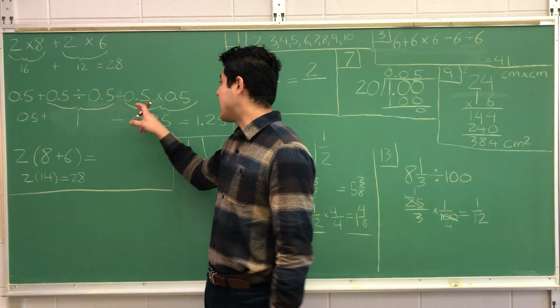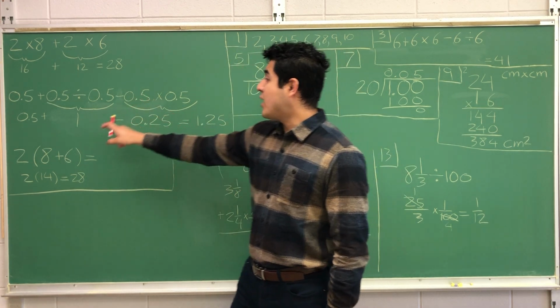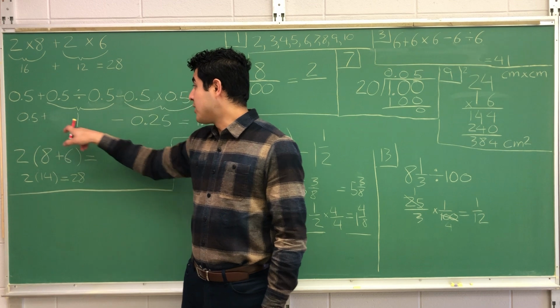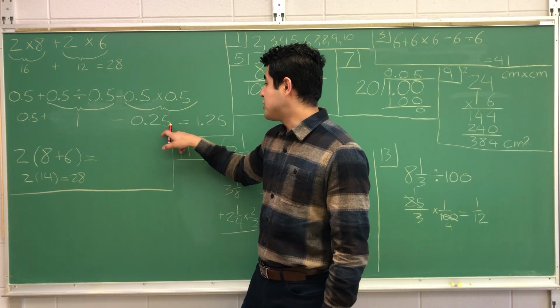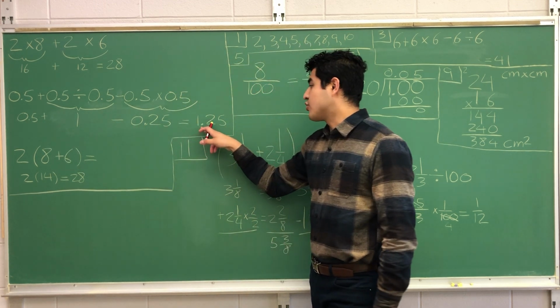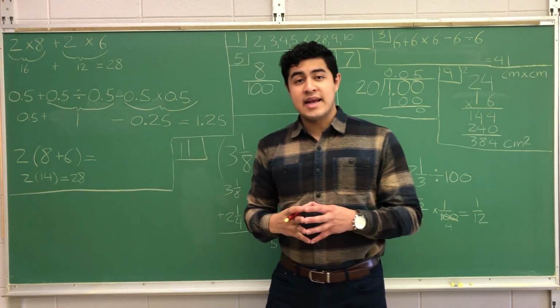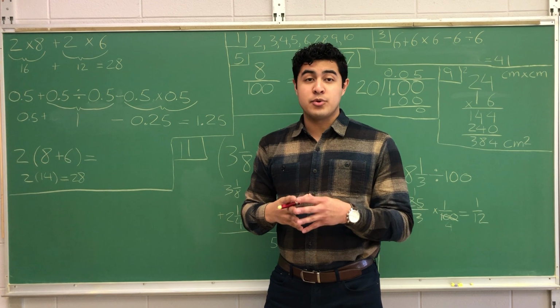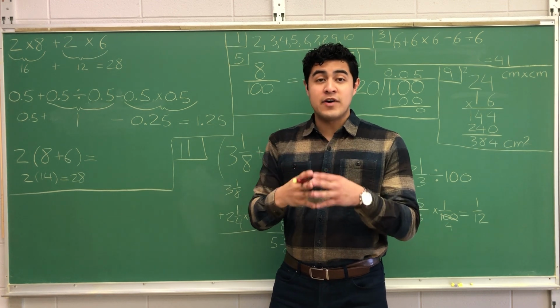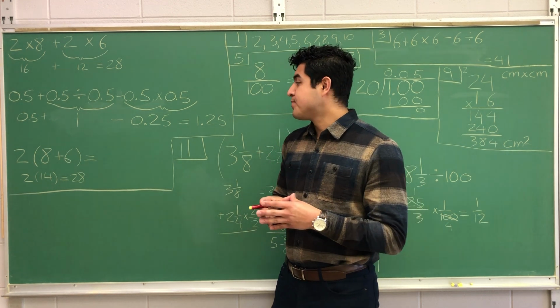Okay, so we go ahead and do that. I went ahead and multiplied them. So now we would have 0.5 plus 1 minus 0.25 to give us the final answer, 1.25. If we go out of this order, we don't get the correct answer that it's supposed to be when we follow the standard operation. Okay.